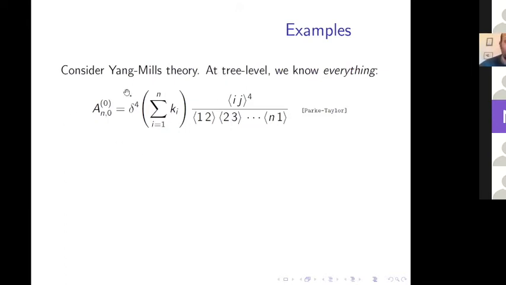You have some overall 4-momentum conserving delta function, and then a rational function of the kinematic data. If you've not seen these angle bracket variables before, don't worry about it. They're essentially encoding the on-shell 4-momenta of the gluons that are being scattered. In this particular helicity configuration, called the MHV helicity configuration, 2 of the gluons have negative helicity, and the rest of them have positive helicity.